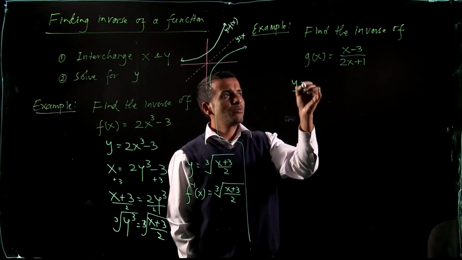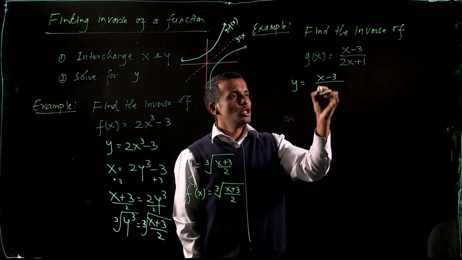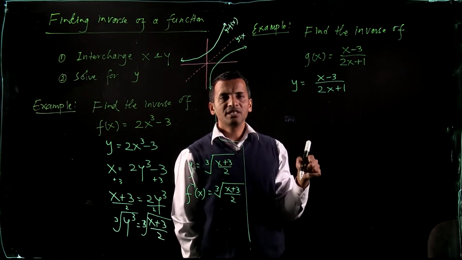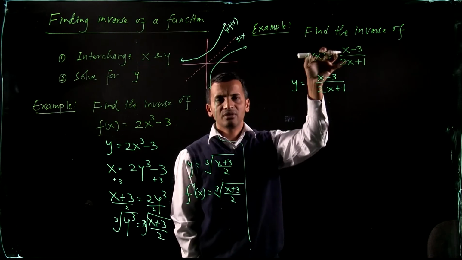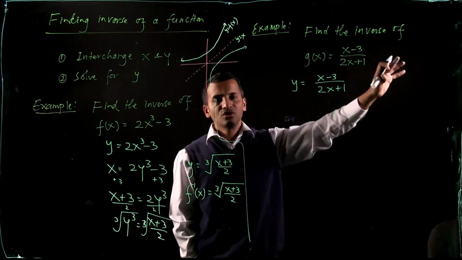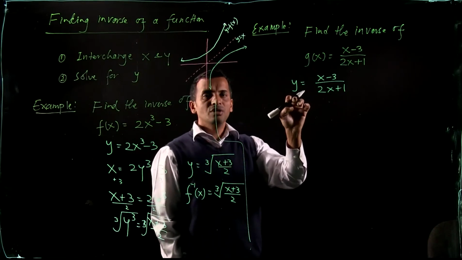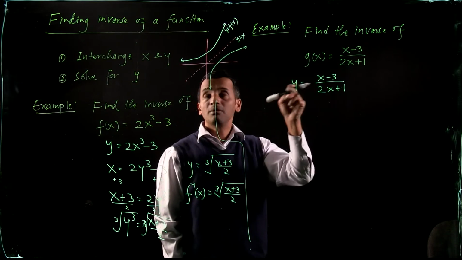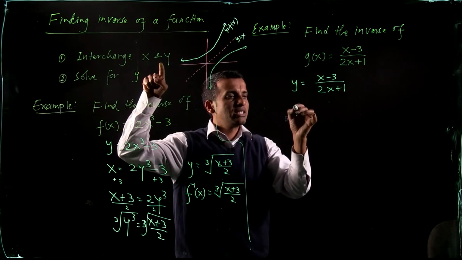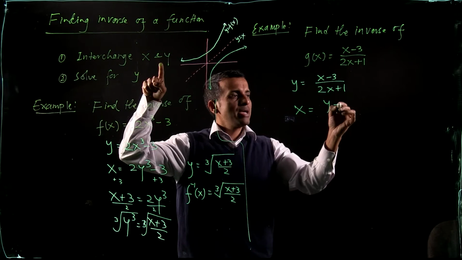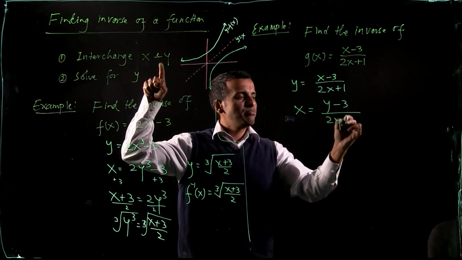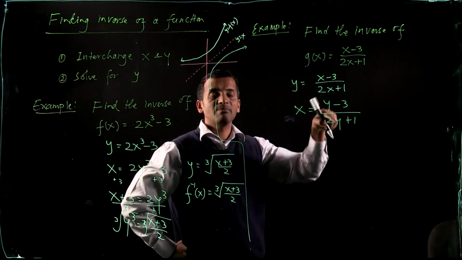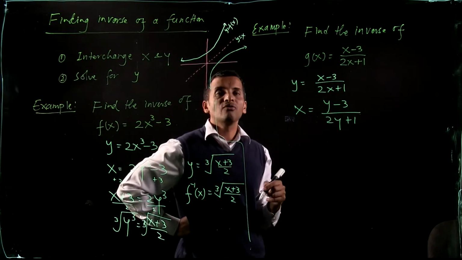Here y equals (x minus 3) over (2x plus 1), right? So what is the first step? First of all, you write y for the function and then write x on the other side. So here there is y on the left, x's are on the right. First of all you need to interchange x and y, meaning that x equals (y minus 3) over (2y plus 1), meaning all the x's are replaced by y, all the y's are replaced by x. Now you want to solve for y.